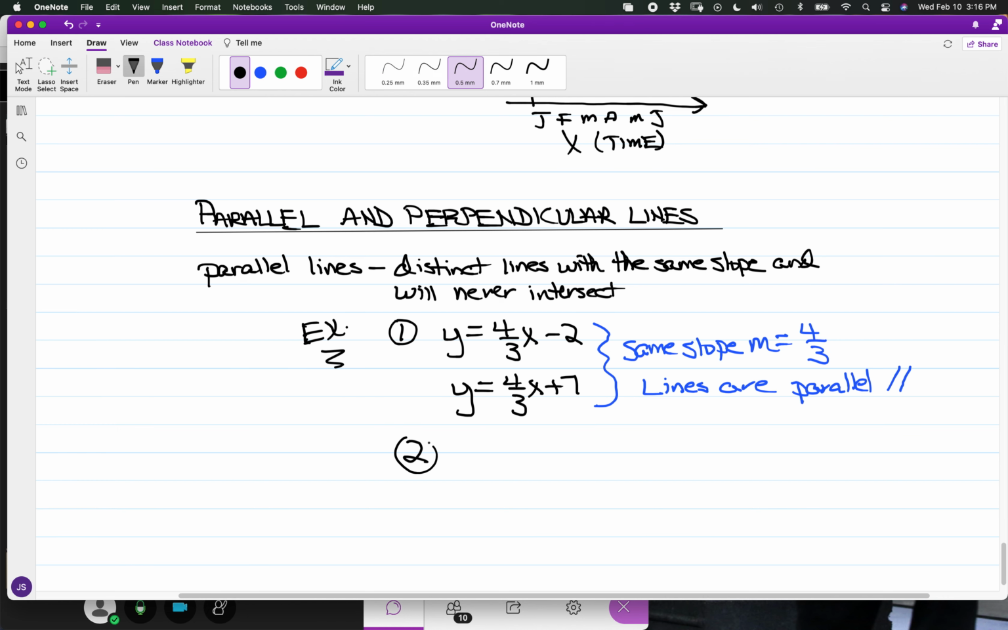Another case, you can have that y is equal to 7x minus 3, and y is equal to 7x plus 4. Again, both of these lines have slope equal to 7, and the lines will thus be parallel.